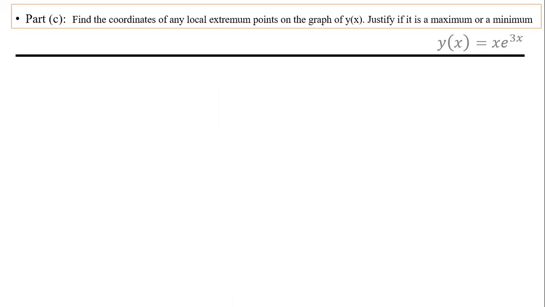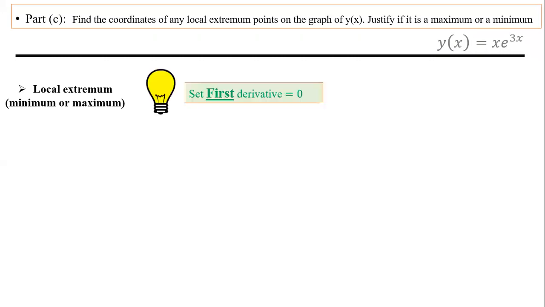In part C, we need to find the coordinate of any local extremum point, meaning maximum or minimum, on the graph of y(x), and we want to justify whether it is a minimum or a maximum point. A general strategy to find the local minimum or maximum points on a graph of y(x) is finding the function derivative and setting it to 0. So we set the first derivative to 0.